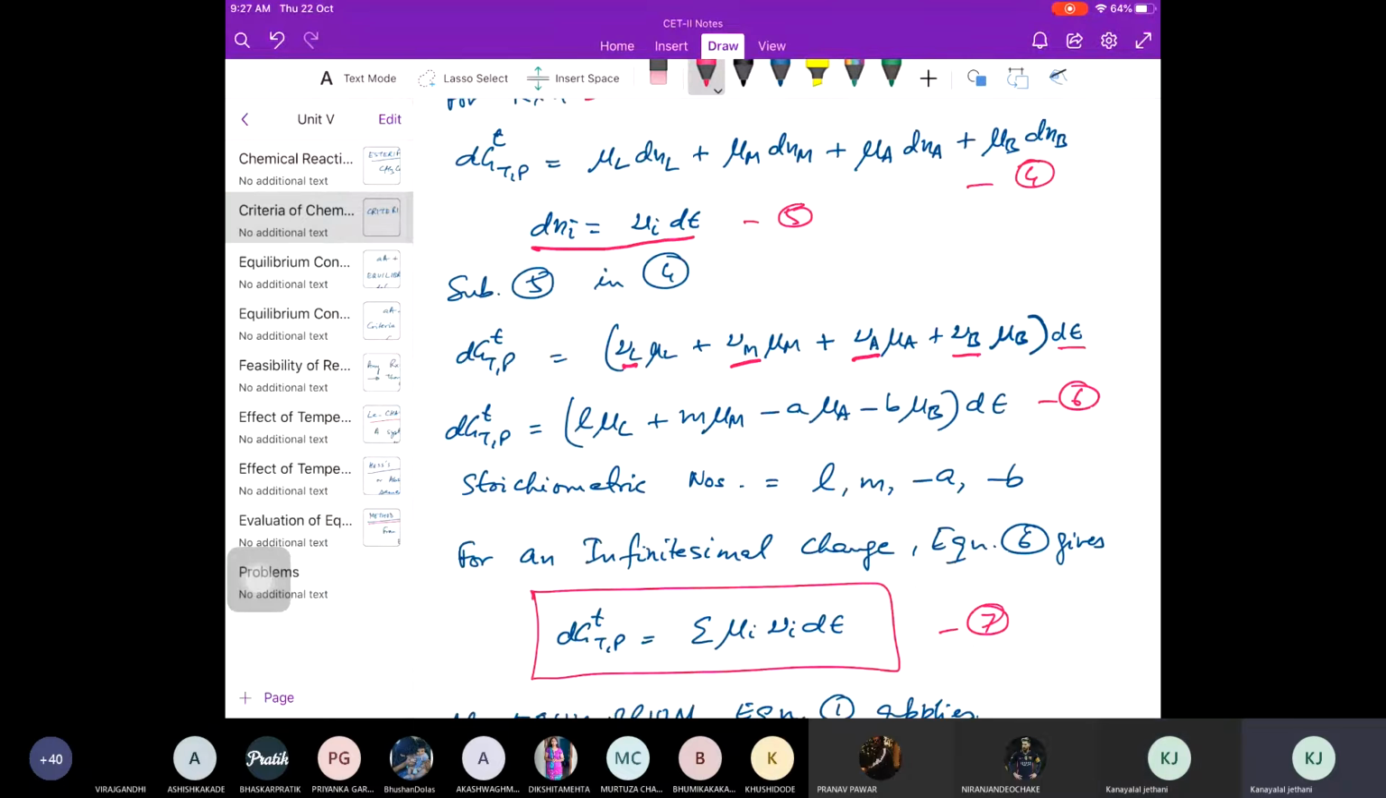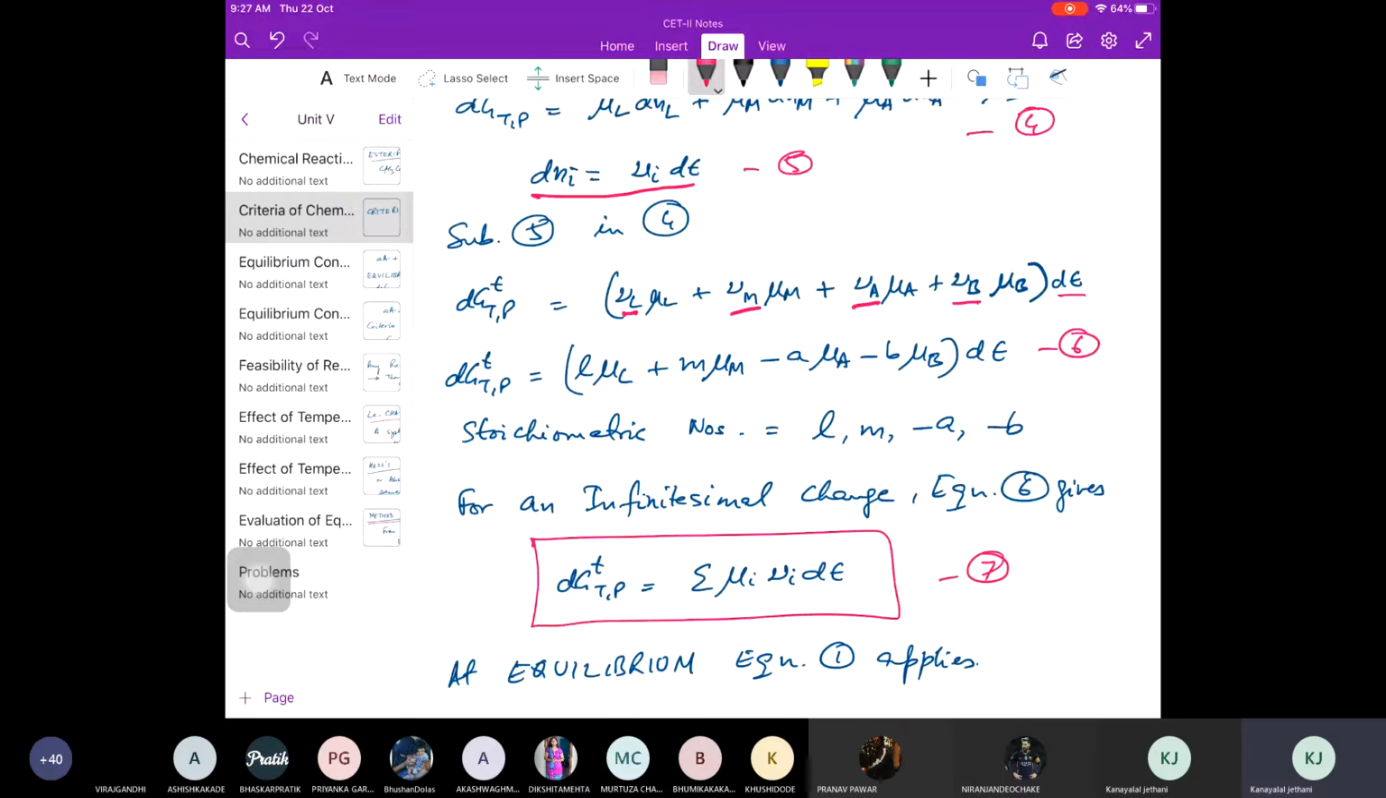Stoichiometric numbers, we know that l and m are positive for products and negative for reactants.